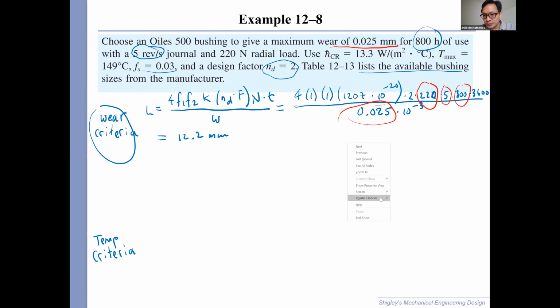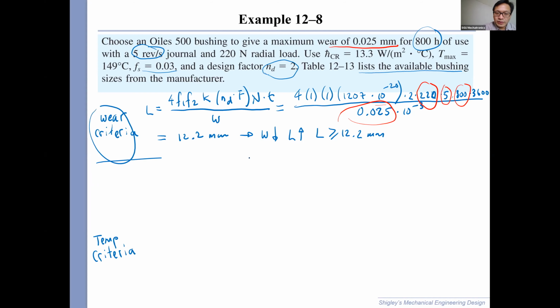Let me go back. Because we want wear to be minimal, then length has to be maximal in quotes. Okay, so length has to be greater than or equal to 12.2 millimeters. Okay, this 12.2 is the critical length. It doesn't mean we want it at 12.2, because if we have it at 12.2, it will be risky sekali, gitu kan.